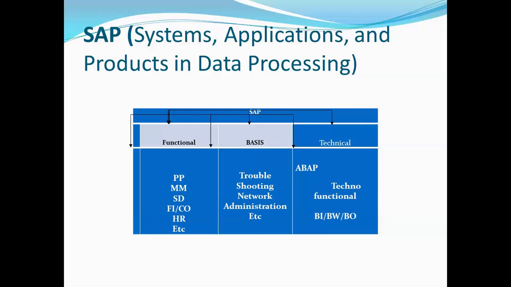Now the techno functional, we are learning techno functional. Techno functional means technical plus functional, both are required. Here we have the module BWBO. We are learning BW for HANA 2.0 here. BW for HANA is basically a data warehouse tool, and it is called ETL plus reporting.